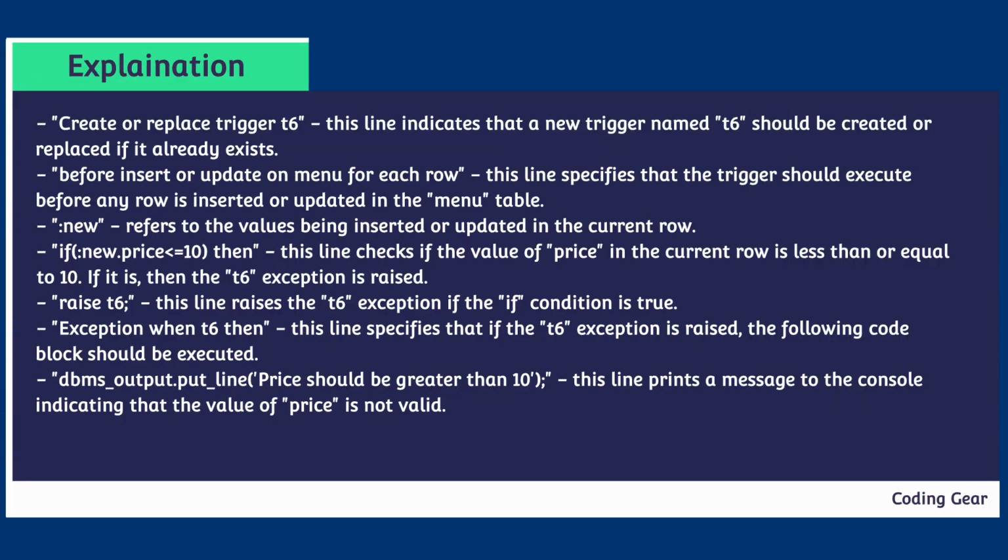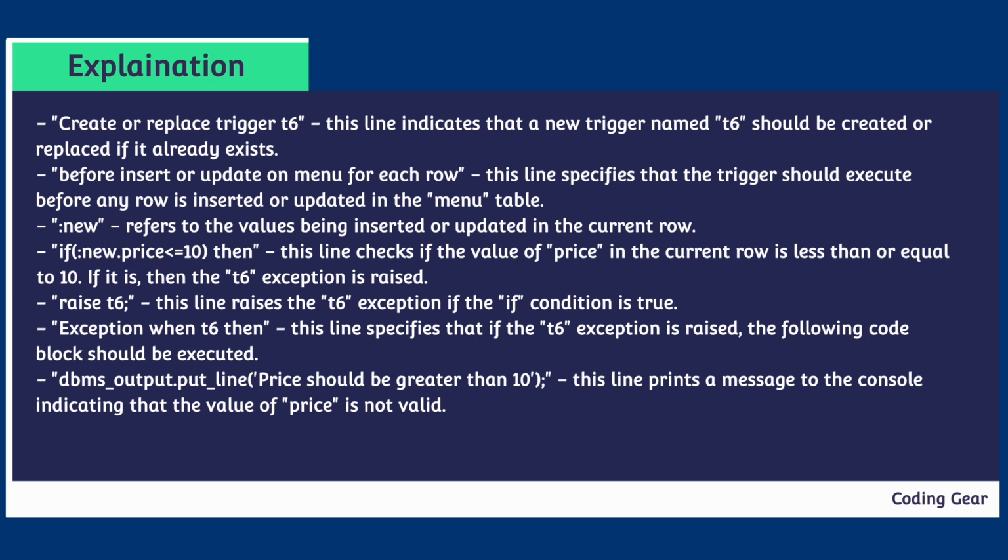Explanation. Create or replace trigger T6. This line indicates that a new trigger named T6 should be created, or replaced if it already exists. Before insert or update on menu for each row, this line specifies that the trigger should execute before any row is inserted or updated in the menu table. New refers to the values being inserted or updated in the current row.